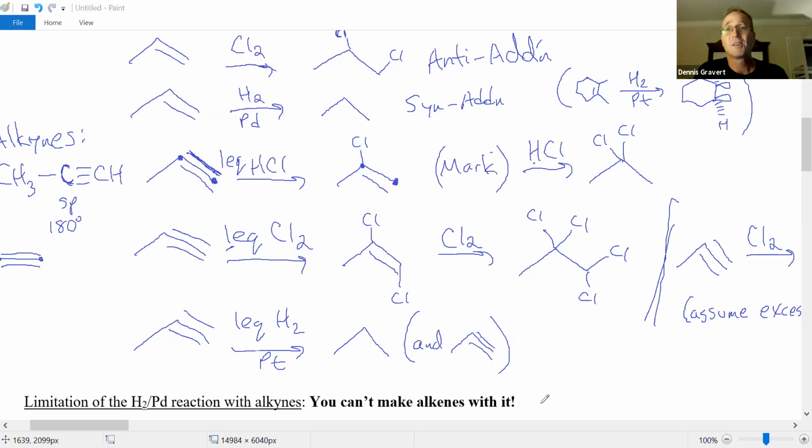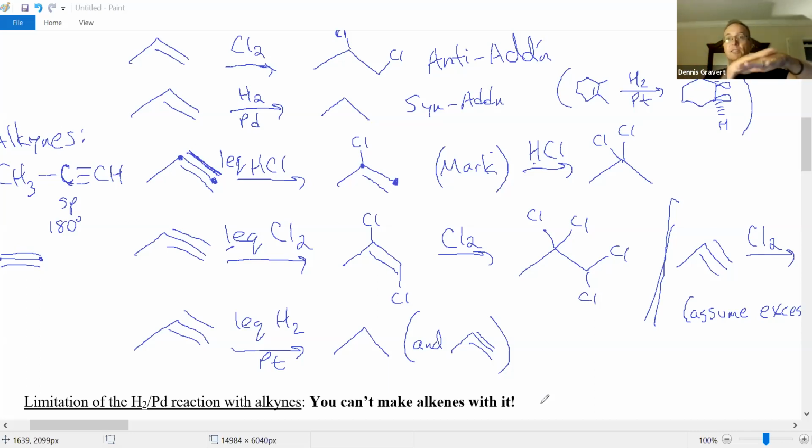Why not? Well, I didn't ask you to memorize the mechanism for hydrogenation, but we did go over it. Remember, there's a metallic surface, the platinum or palladium, and in the mechanism, the hydrogen gas sticks to the surface, splits apart into individual hydrogen atoms, and gets tied up on the surface of the catalyst. And then the alkene, the pi bond, will sit down on the surface and the hydrogen will add to it. It's the same mechanism with the triple bond.